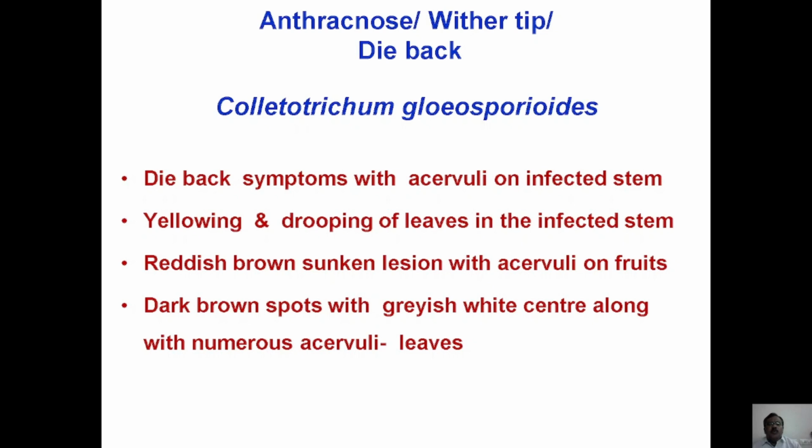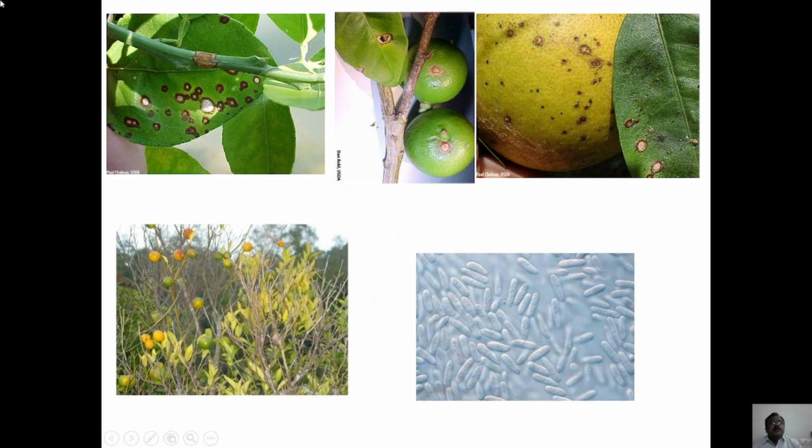Dark brown spots with grayish white centers along with numerous acervuli are noticed on the leaves. As we discussed, similar deep-seated lesions are formed on the petiole as well as on the stem and on the fruit. So, these are the typical symptoms. They are circular in nature, dark black sunken spots, and later become gray at the center with a dark brown margin. Similar deep-seated lesions are formed on the fruits also.